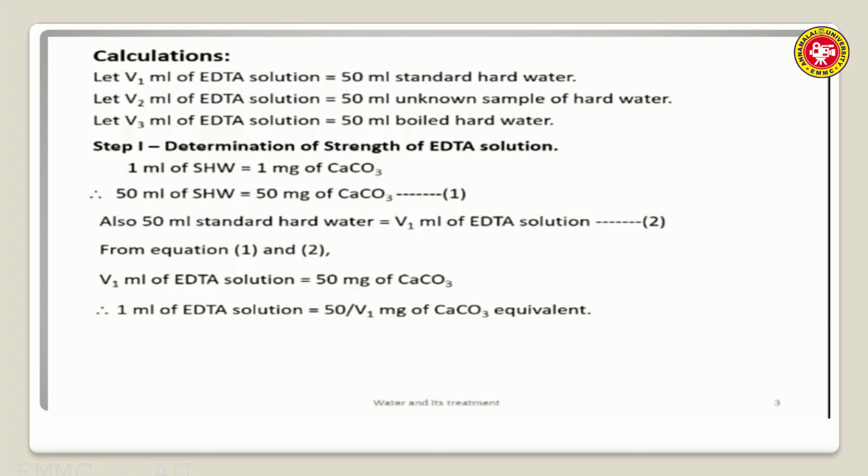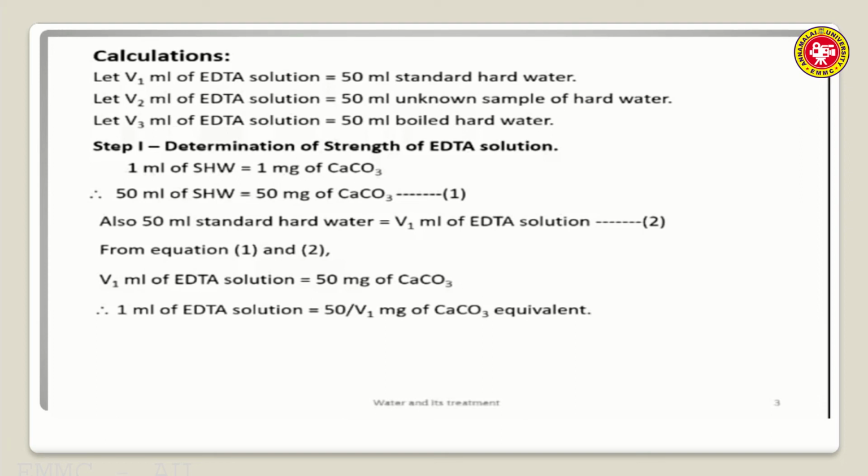Let V1 ml of EDTA solution be equal to 50 ml of standard hard water. Let V2, the second set of titration, be equal to 50 ml of unknown sample of hard water. Let V3 ml of EDTA solution be equal to 50 ml of boiled hard water. Okay. Now, I am going to calculate the strength of EDTA. Step 1 is to calculate the strength of EDTA.